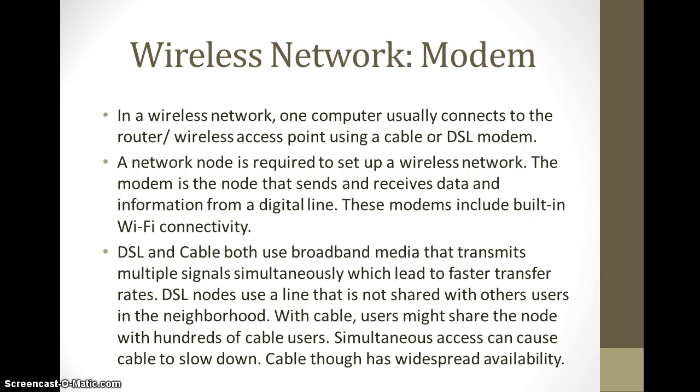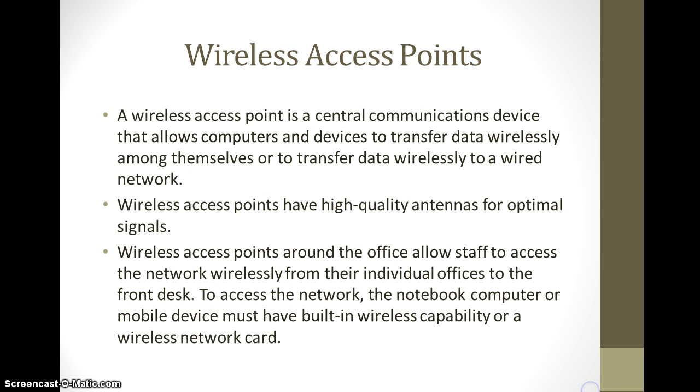DSL and cable both use broadband media that transmits multiple signals simultaneously, which leads to faster transfer rates. DSL nodes use a line that is not shared with other users in the neighborhood. With cable, users might share the node with hundreds of cable users, so simultaneous access can cause the cable to slow down. Cable, though, has widespread availability.